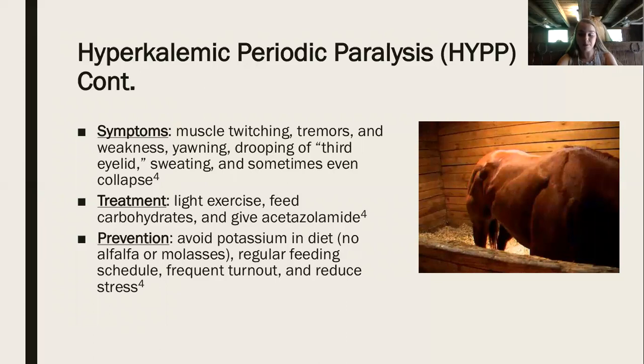So, moving on, symptoms you may see of HYPP include muscle twitching, tremors, weakness of the horse because their muscles are affected. You may see yawning and drooping of the third eyelid. Sweating is a common symptom, and in severe cases, you'll see collapse and sometimes even death.